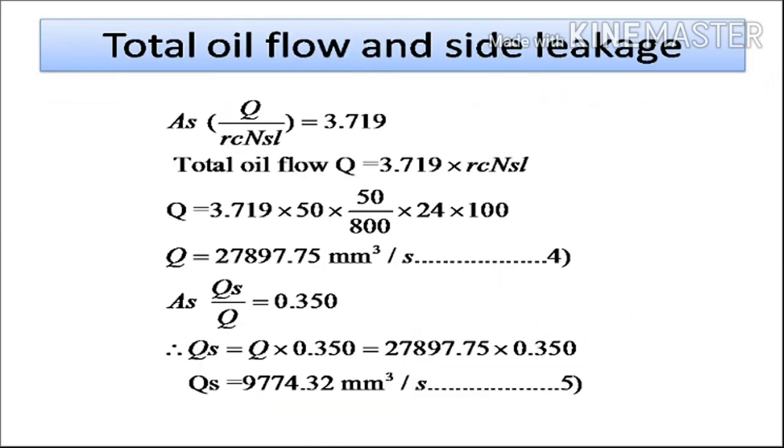Now similarly we will use the value of Q by RCNSL, and here you have to find out the total oil flow of the lubricating oil. I will multiply this dimensionless parameter, this constant, by RCNSL. Simply put in the values of R, C, NS and L, and you will get the value of Q as 27897.75 mm3 per second. Also Qs by Q is 0.35, so I will get the value of Qs, that is Q multiplied by 0.35. Putting in the value of Q here, you get Qs as 9774.32 mm3 per second.